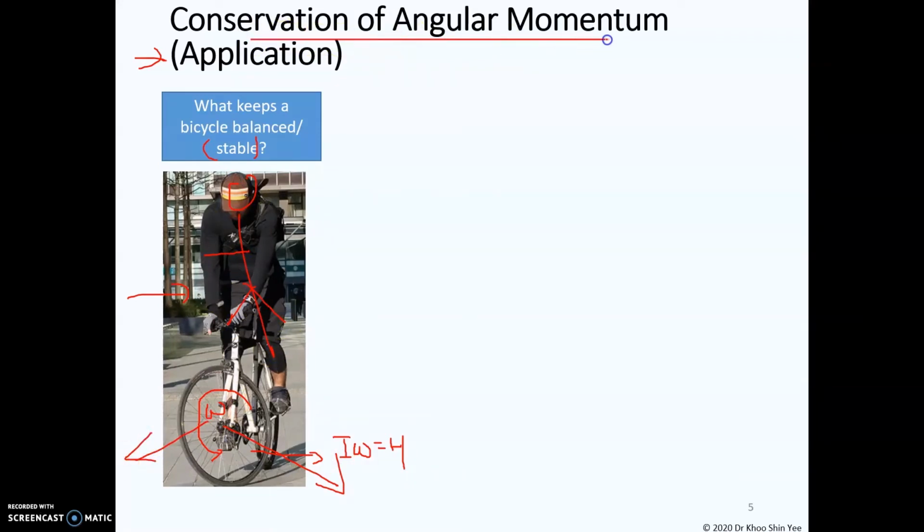Due to the conservation of angular momentum for the tire, the H vector here will tend to remain in this direction at this magnitude if there is no external torque acting on the system. So in this case, the H will always remain in the same direction and magnitude. This makes the tire of the bicycle stable when it is rotating.